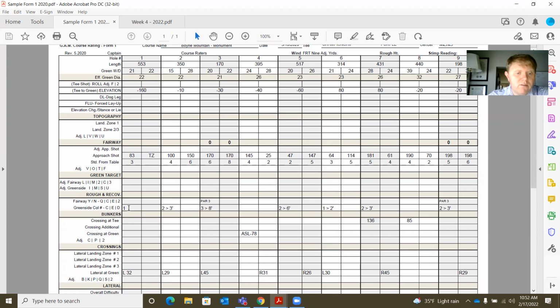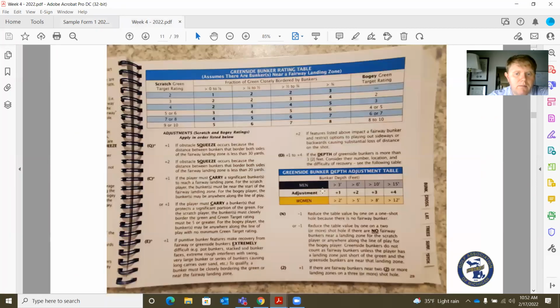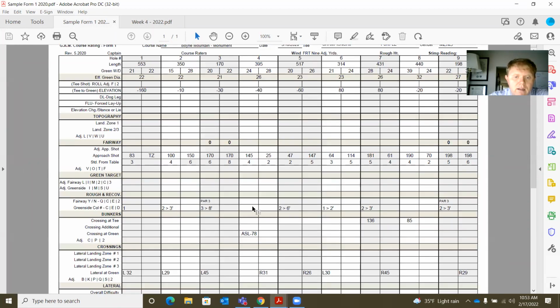And then you'll see some holes like this one here that has just a 1 with no depth adjustment. What that means is that it didn't meet any of the depths that would require an adjustment. So it's less than 2 feet, because that's the minimum depth adjustment that we would need to have a +1 adjustment. And then you could have some where there's nothing at all. That could mean a couple things. It could mean that there's no bunkers at all on the hole. It could mean that there's just fairway bunkers on the hole, but it's saying that there's nothing greenside on those holes where there's nothing listed there.